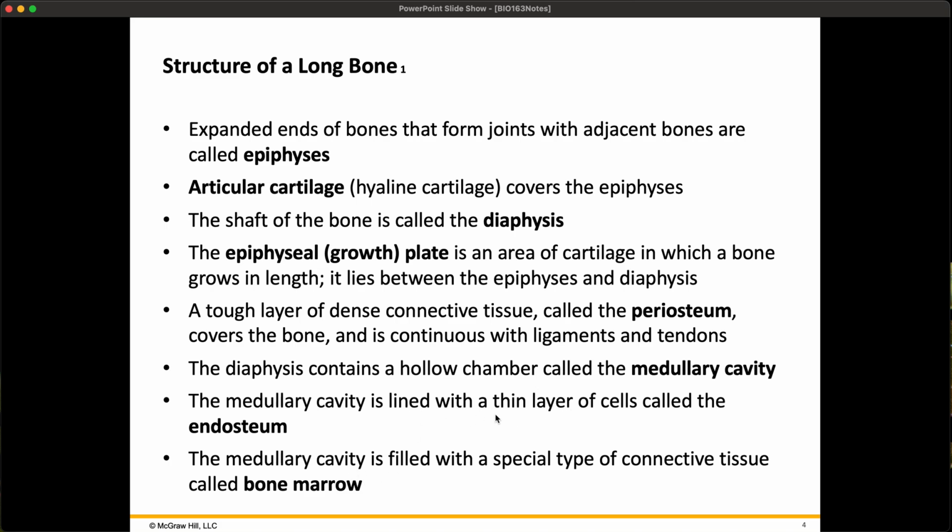It's lined with a thin layer of cells called the endosteum. So endosteum inside, periosteum on the outside of the bone. And again, like I said, it's filled with bone marrow, and we'll look at the functions of bone marrow.